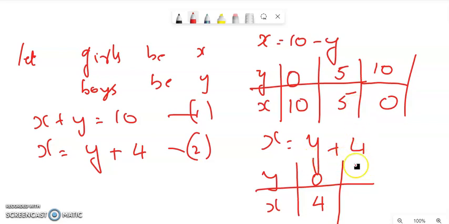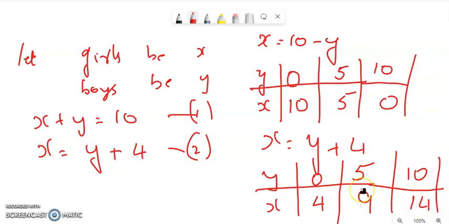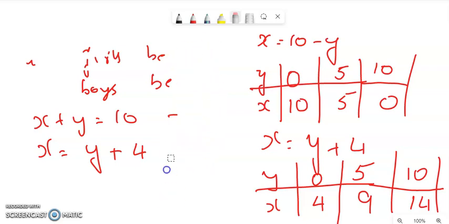Y is 5. If I stick to the same, X is 5, Y is 9, and X is 10, Y will be 14. See why I took the same numbers? Because for plotting it will be easier. That is the only reason. Otherwise there is no such reason why I stuck to the same numbers 0, 5 and 10. You can choose any numbers of your choice. That will not make any difference to your answer, my dear students.